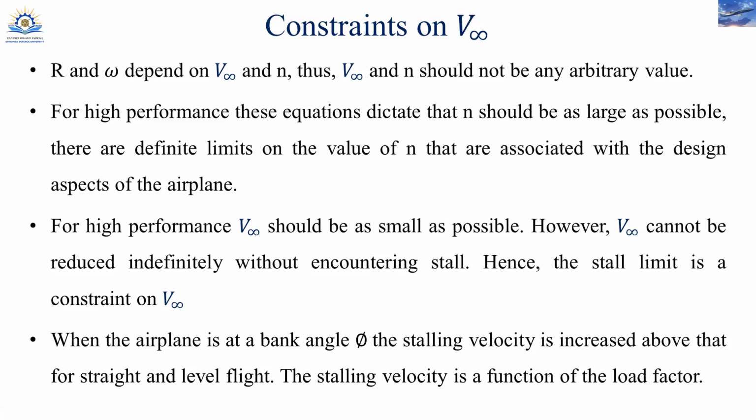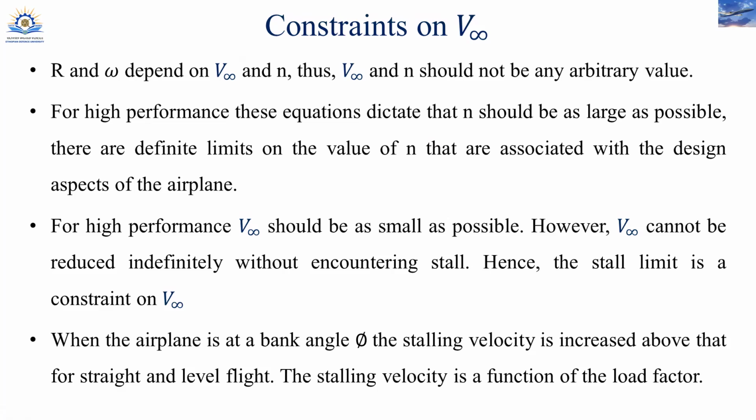We cannot randomly take V. R and ω depend on the turn radius, and the turn rate are dependent on velocity and n only. Therefore, V and n should not be any arbitrary value. It should be some prescribed value or design value. So for high performance, this equation dictates that n should be as large as possible. There are definite limits on the values of n that are associated with the design aspect.